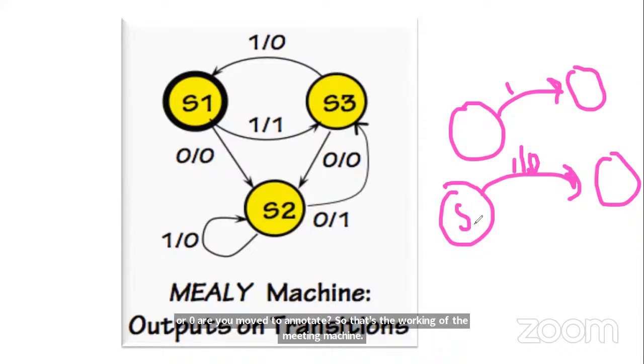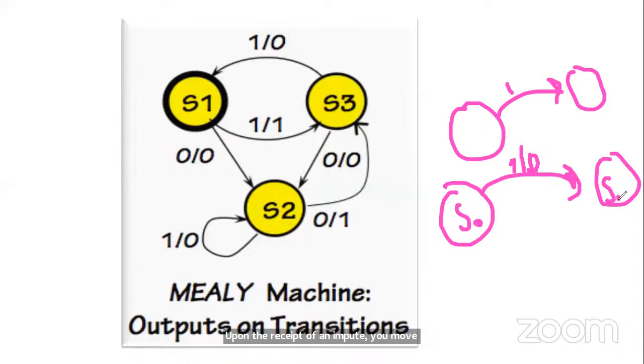You are at a state S0. Upon the receipt of an input, you move to state S1 and you output 0. So what it's saying is that the printing is dependent on the transition. If you are going to print, you must be leaving the state before you print. So here, let's assume I'm here and I say, read 1, print 0. It says you must first read the 1 before you now print the 0.